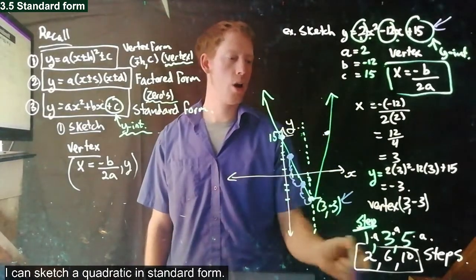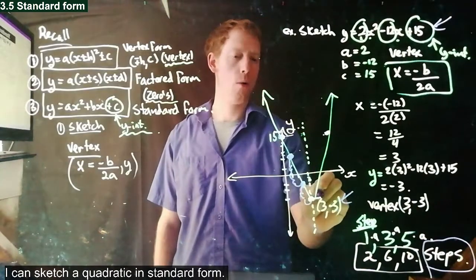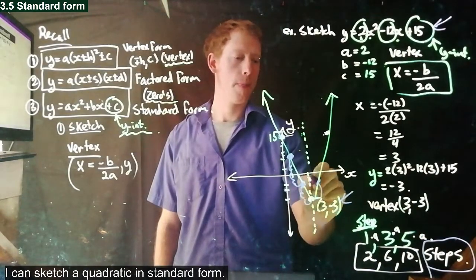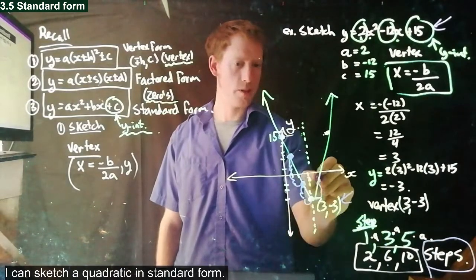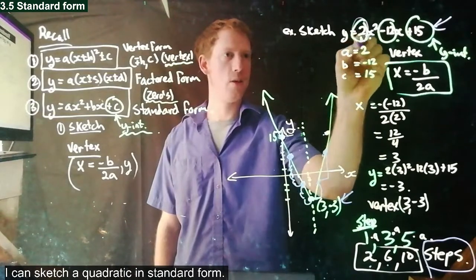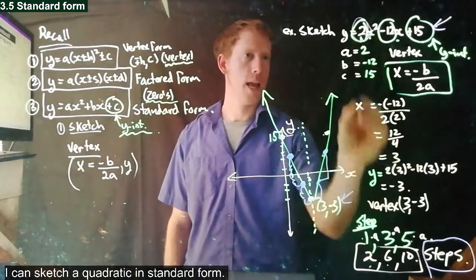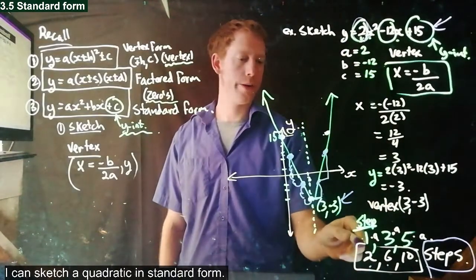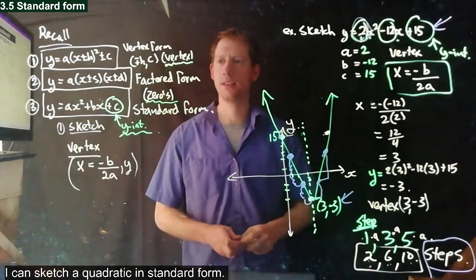If you're not too sure, then you can find more points using the step pattern: over 1, up 2. Over 1, up 6. Depending on what the value of a is at the very beginning. The normal steps are 1, 3, 5. In this case, we're going to go 2, 6, 10. And that's how you can graph using the standard form.